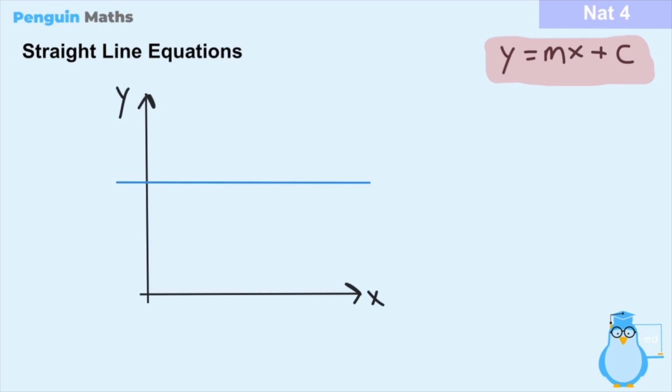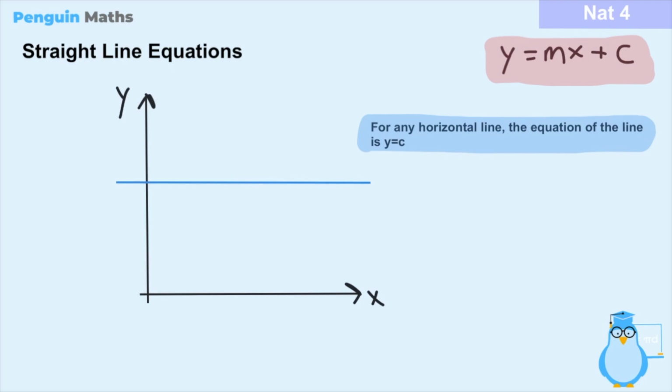Now, one thing that you might pick up on is, for any horizontal line, the gradient is always 0, so if that's the case, that must mean that this term in here, mx, will always be 0 as well. And that means for any horizontal line where the gradient is 0, the equation of the line would just be y is equal to c, or the point in which it crosses the y-axis.